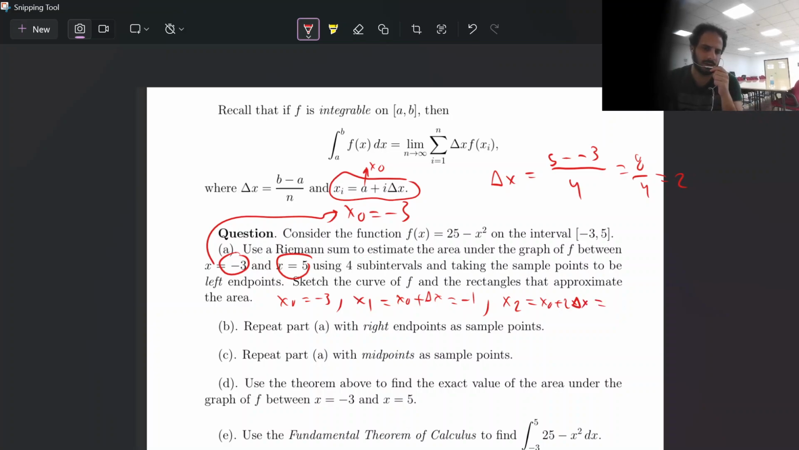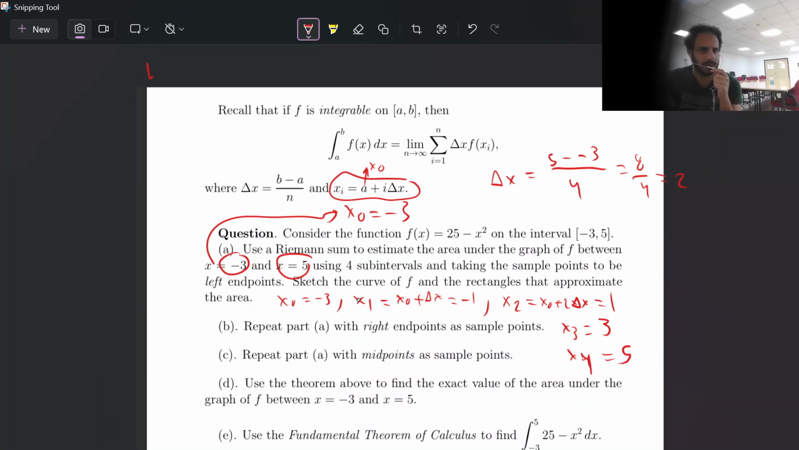So you get minus 3 plus 2 times 2 minus 3 plus 4, 1. Next, x3. x3 equals x0 plus 3 delta x. It will be 3. So every time you add 2. x4, you get 5. Good? For left endpoints, we need x0 up to x3.